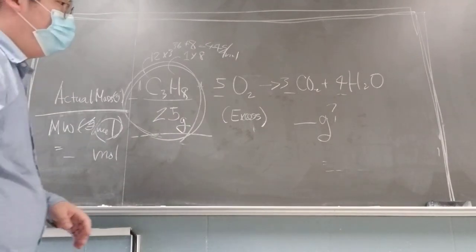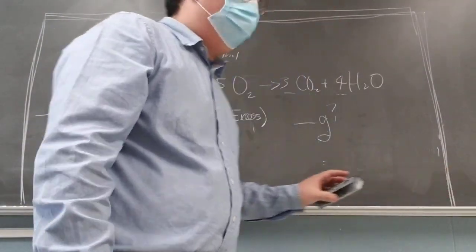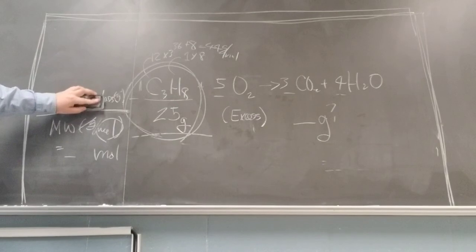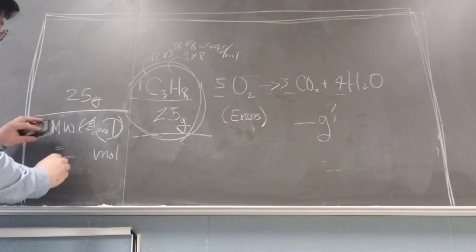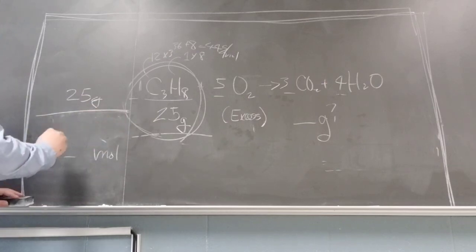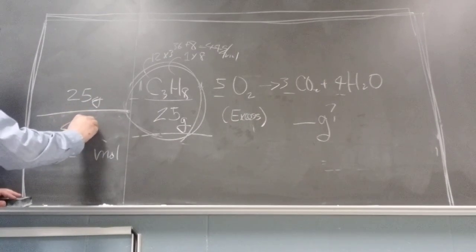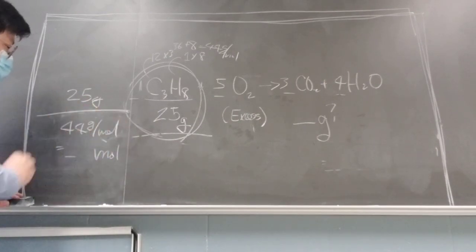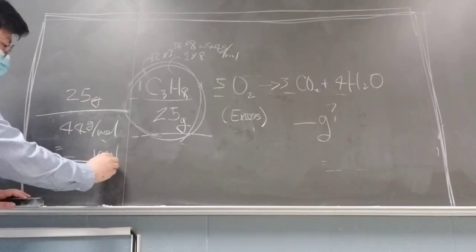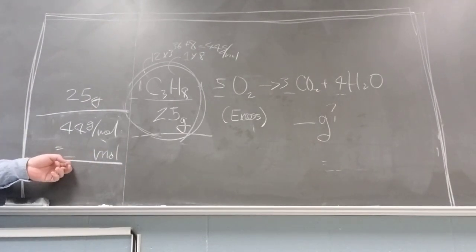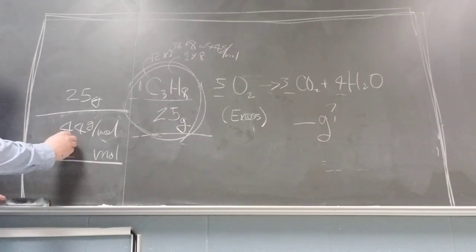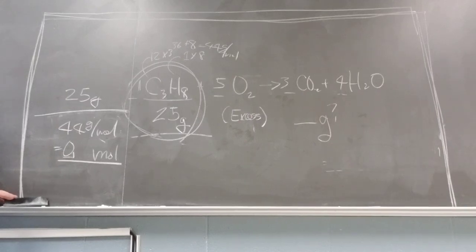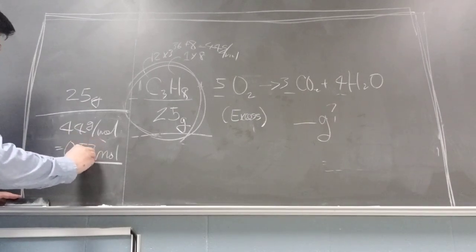But you want to make sure how many moles you have. Just plug the numbers in. The actual mass is 25 grams, and I said the molecular weight is 44 grams per mole. So if you have a calculator, could you tell me what 25 over 44 is? Around 0.57. Thank you so much.